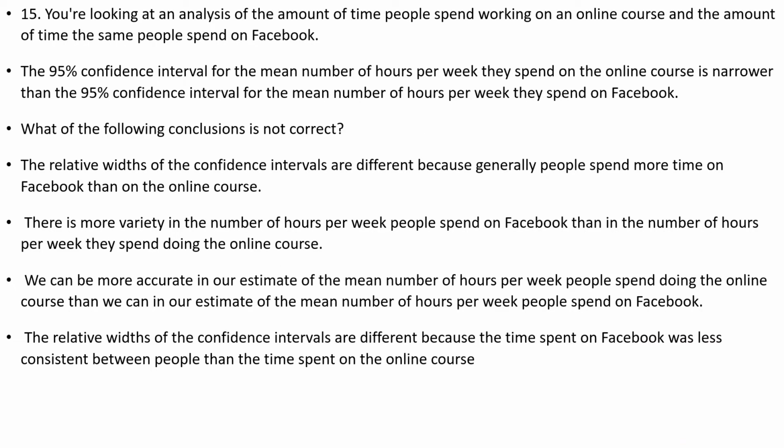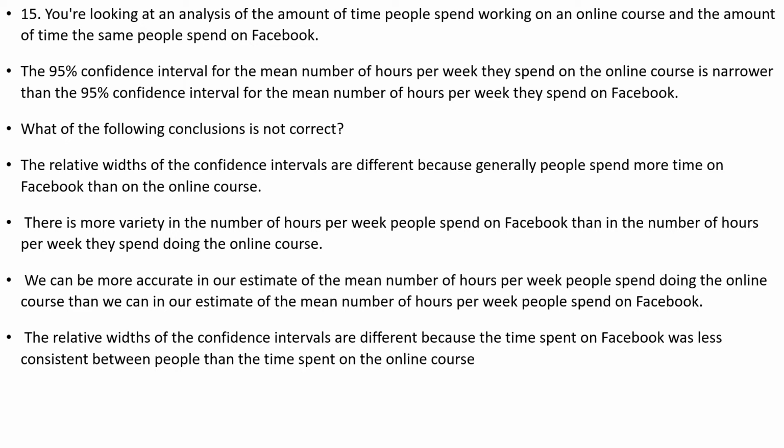You are looking at an analysis of the amount of time people spent working on an online course and the amount of time the same people spent on Facebook. The 95% confidence interval for the mean number of hours per week they spent on the online course is narrower than the 95% confidence interval for the mean number of hours per week they spent on Facebook. Which of the following conclusions is not correct?